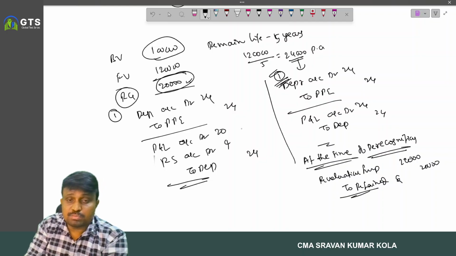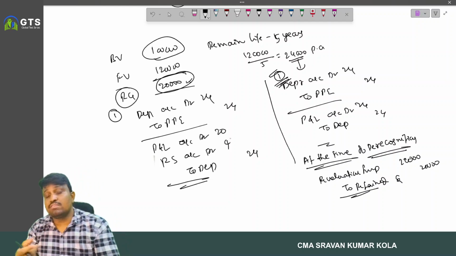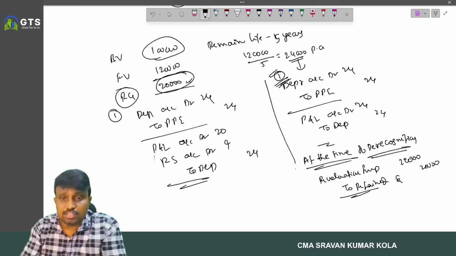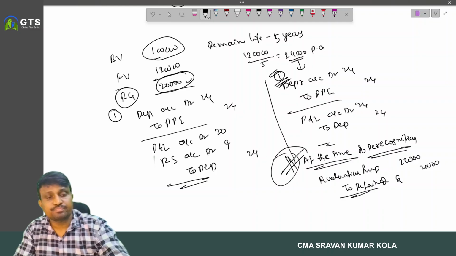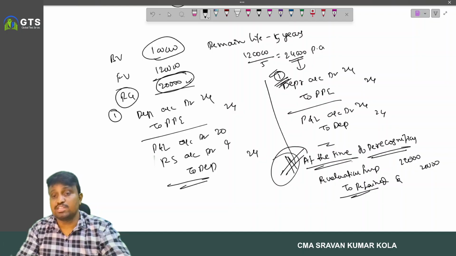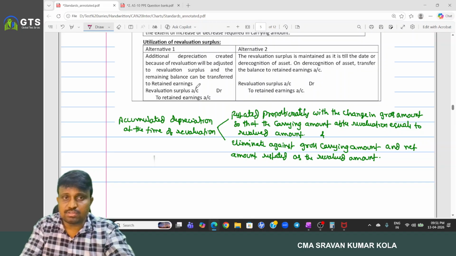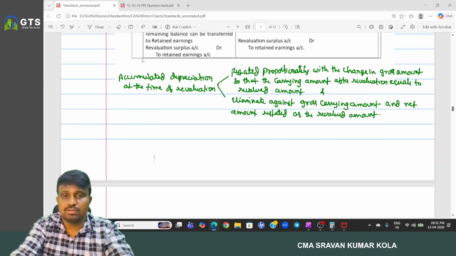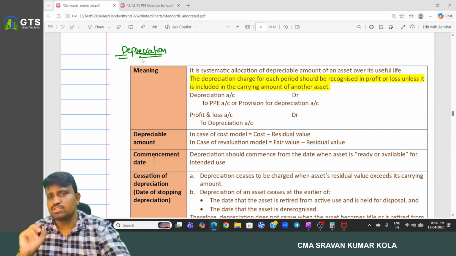So revaluation surplus is adjusted with that additional depreciation, and any balance we have in revaluation surplus on the date of derecognition is transferred to retained earnings. Any balance we have at the time of derecognition is only transferred to retained earnings. That is relating to revaluation, a very important topic.